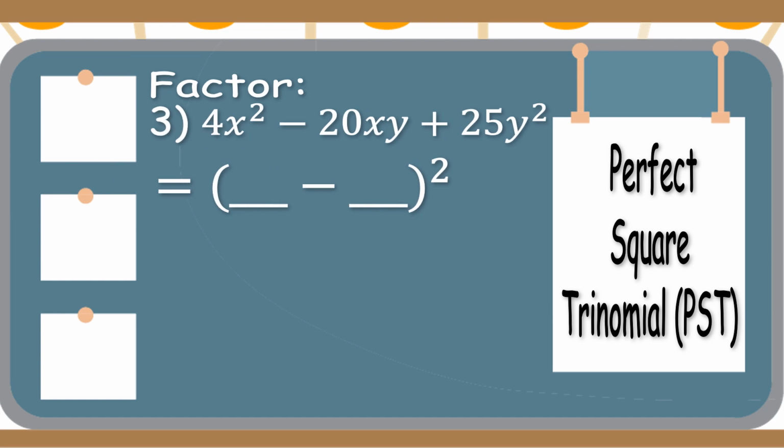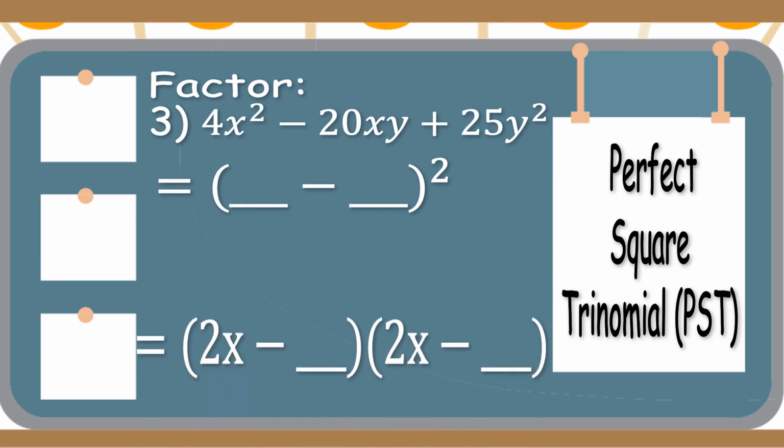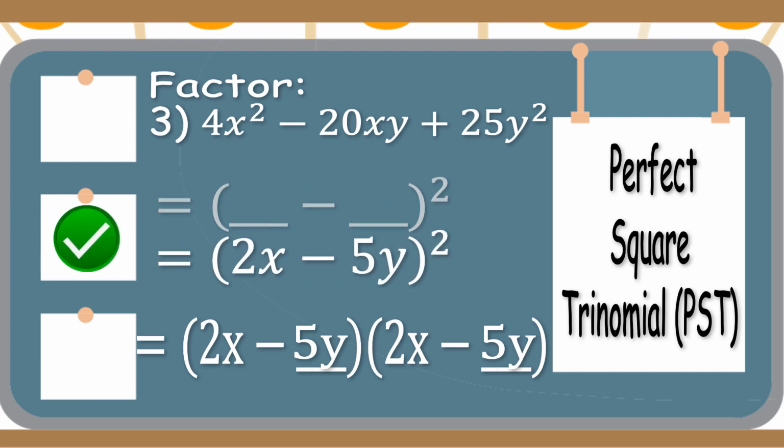Let's try another example under perfect square trinomial or PST. We're going to factor 4x squared minus 20xy plus 25y squared. Okay, I want you to take note of the sign. Be careful with the sign. This is important. If you have an incorrect sign, your answer or your factor will be wrong. So you need to find the square root of the first term and the square root of the last term. The square root of 4x squared is 2x. And the square root of 25y squared will give you 5y. So the answer must be quantity 2x minus 5y squared.